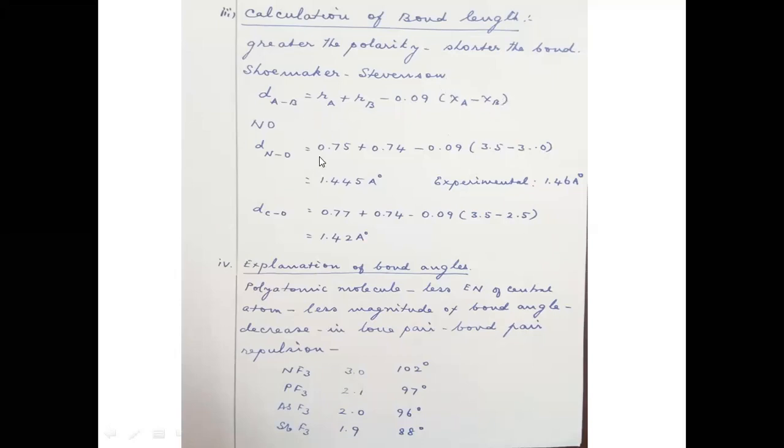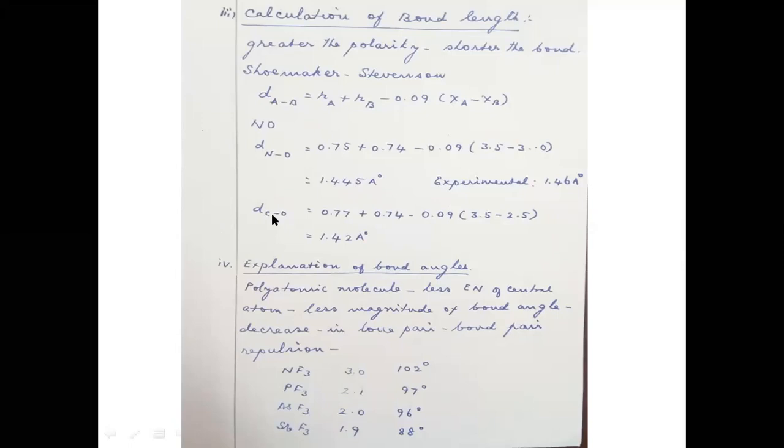So when you substitute the appropriate values, for nitrogen oxide, NO, the nitrogen atomic radius is 0.75, the oxygen atomic radius is 0.74, minus 0.09 times the electronegativity difference: nitrogen is 3.5, oxygen is 3.0. So you are getting 1.445 angstrom unit. The experimental determination shows it is 1.46 angstrom unit. Therefore, it is almost equal. So the proposed equation is almost accurate.